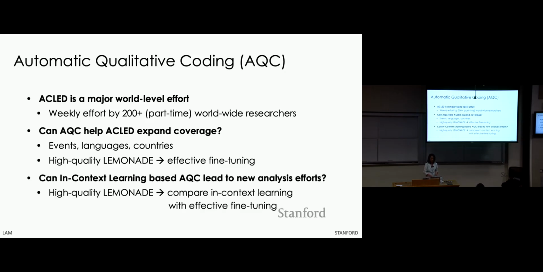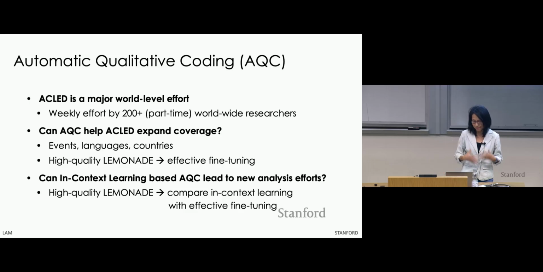The second question is, we know that ACLED is kind of one of a kind. Can we create new analyses with a lower level of effort? This is why we want to look at in-context learning, so that if I don't already have the training data, I can still go and annotate it, and ask what the quality of that is. What Lemonade? Do you like that acronym? Well, you can look it up. It's very long.